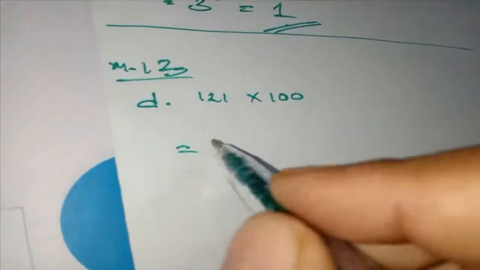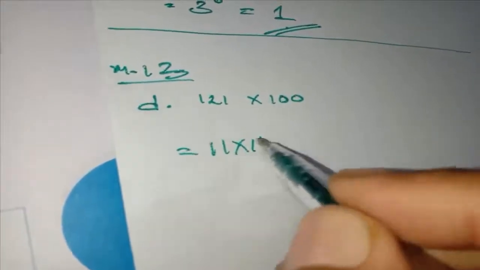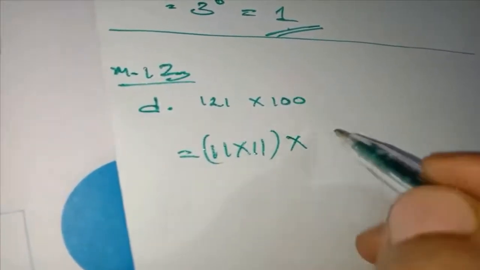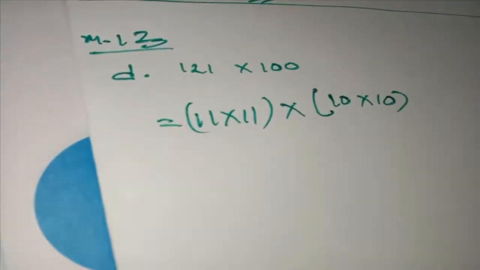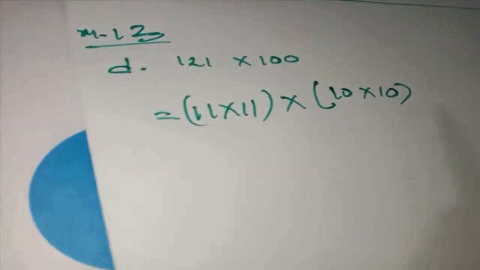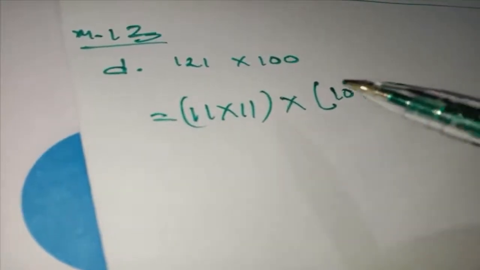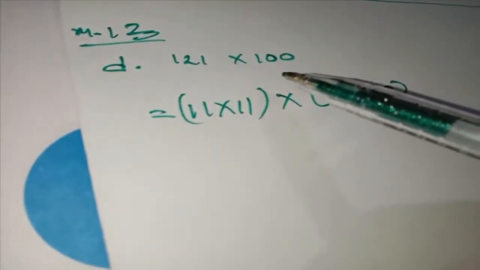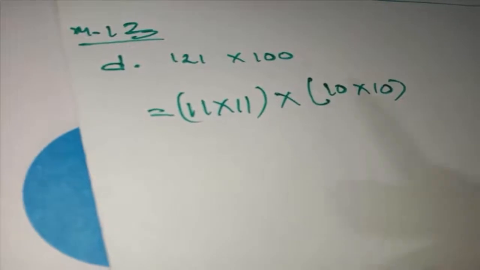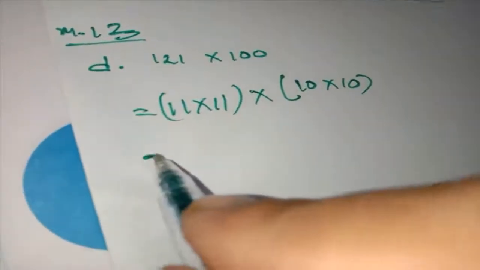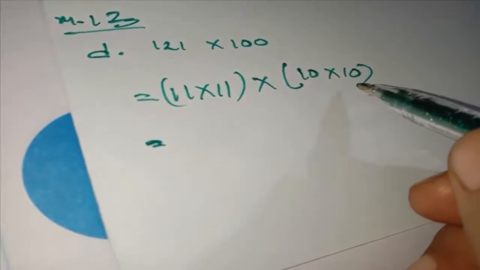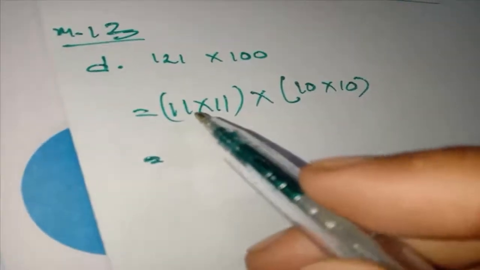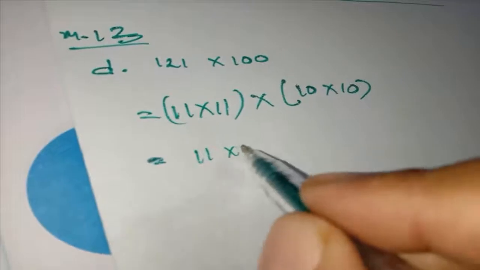So we can clearly write here 11 into 11 into, and 100 can be written as 10 into 10. This is simple. Okay, you can do the LCM also, you will find the same thing. But as we already have learned the multiplication table of 10 and of 11, we can directly write this. After that we can rearrange this, as we have already learned the commutative property. So we can write it like this, 11 into 10.